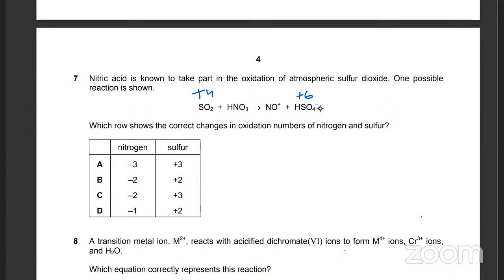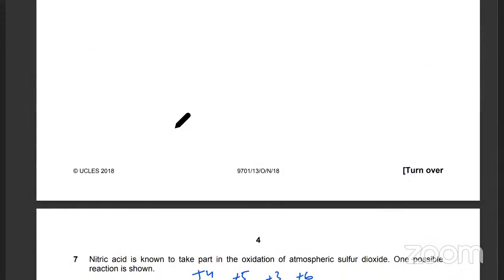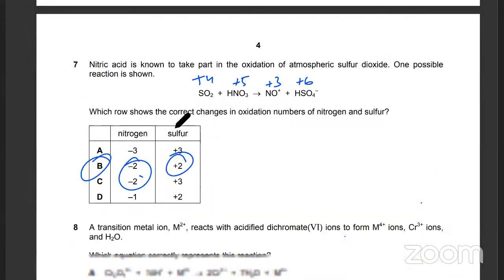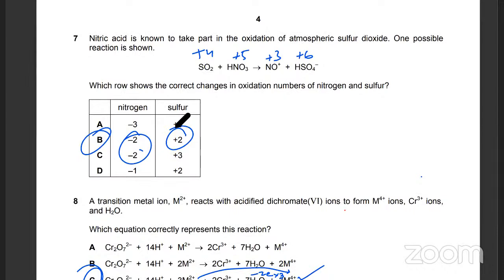So that's a loss of -2, right? What happens to N? What is N over here? +5. Okay, so it's +5 over here, and I guess it's +3 over here. So that's +2. So the answer to this is B. So you switch nitrogen with sulfur, I guess. Yeah. Sorry, yes, I did. I guess that's the only option I have left.